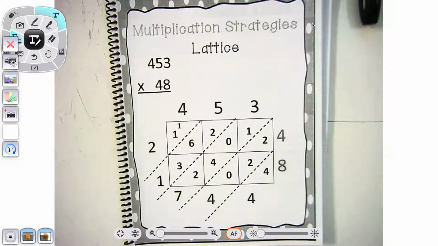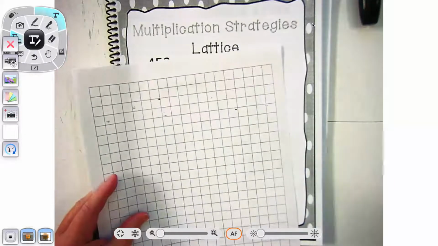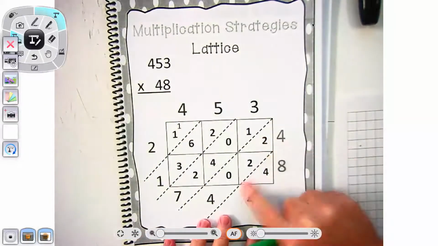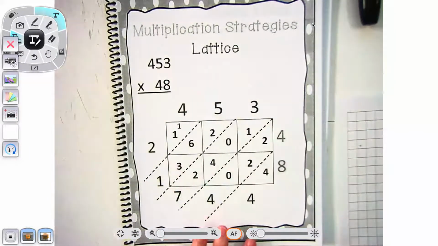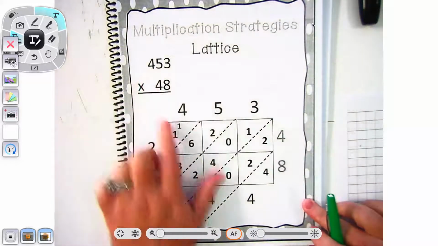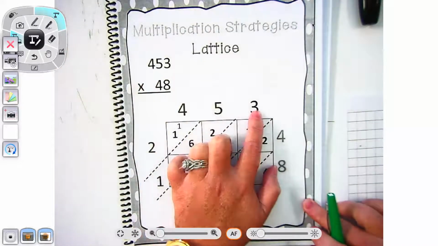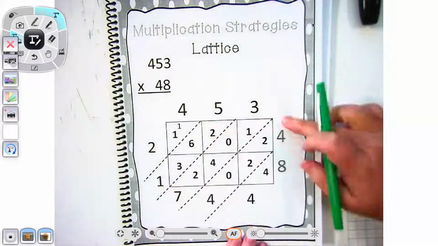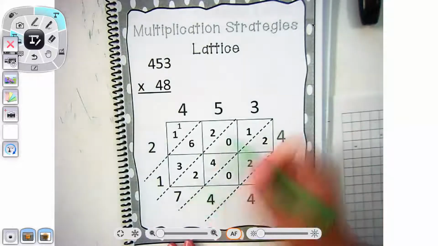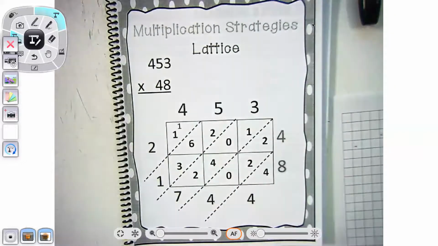So what we have here, we have graph paper. What they have done is they have taken a sheet of graph paper and they've cut the boxes into two and created a lattice. So what you're gonna do is you're gonna put your number that's on top here, 453. So we need 3 boxes across. Then we're gonna need 2 boxes down for 48. So you split the boxes, and I'm going to show you how to do this in just a few minutes.